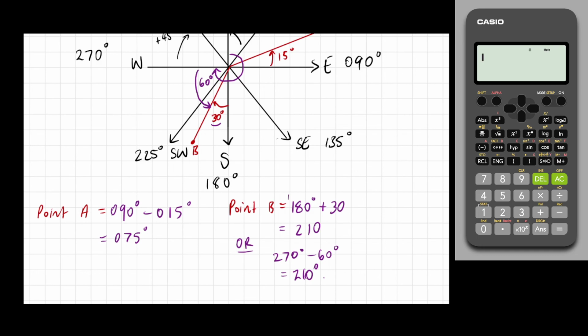I don't know, I guess I saw the 135 and decided to do 35 instead. Anyway, point being, it's going to be 180 plus the 30, or 270 minus the angle that makes it complementary, so the 60 in there. Okay. So yeah, that's pretty much how bearings work in a nutshell.